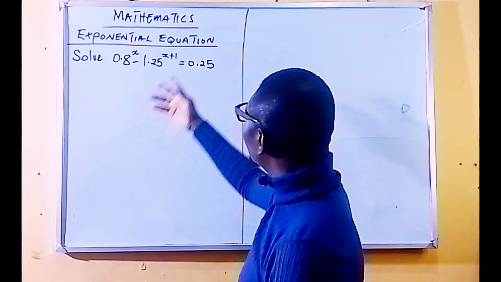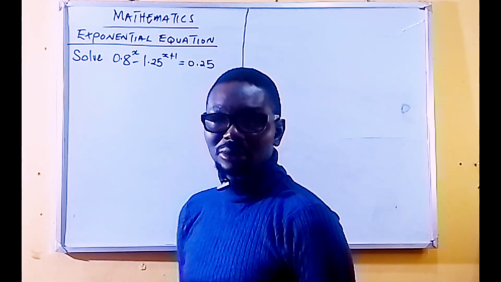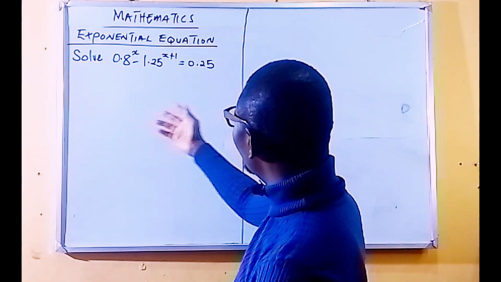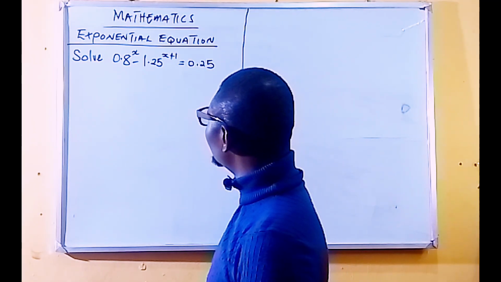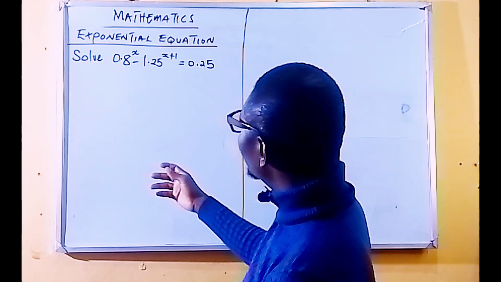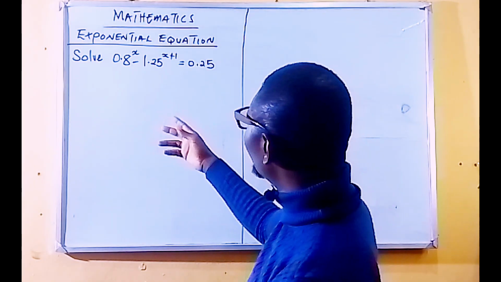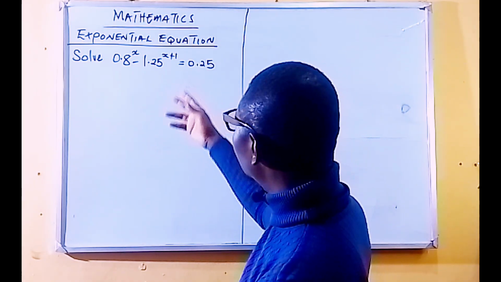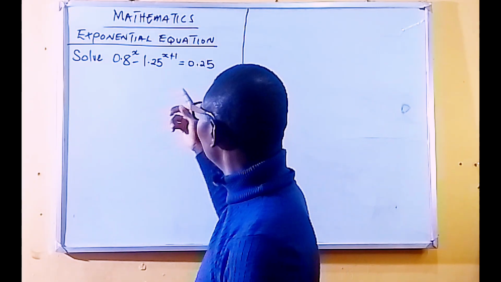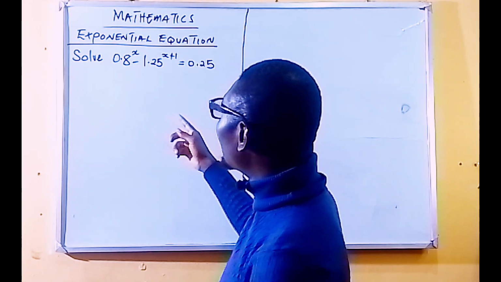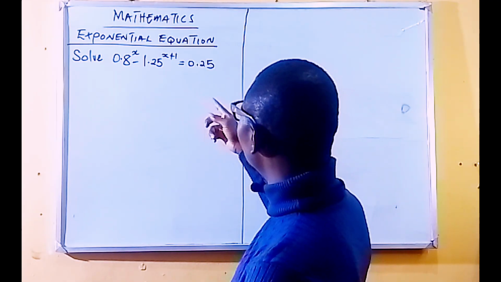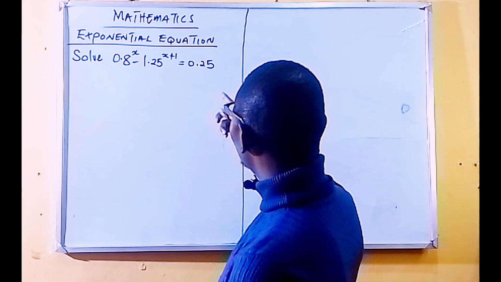Today we're going to look at exponential equations. So I have a problem here to solve. The question says: solve 0.8 raised to the power of x minus 1.25 raised to the power of x plus 1 is equal to 0.25.